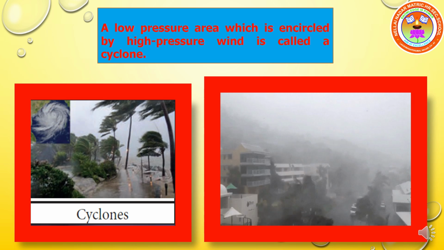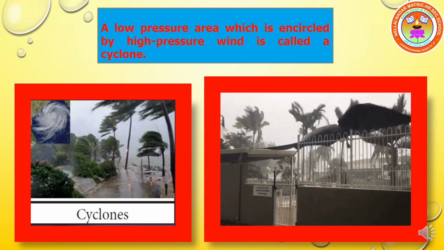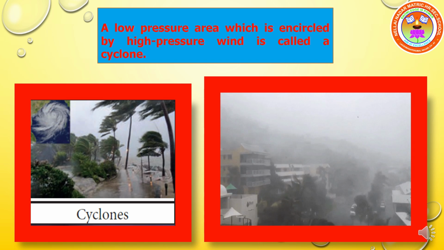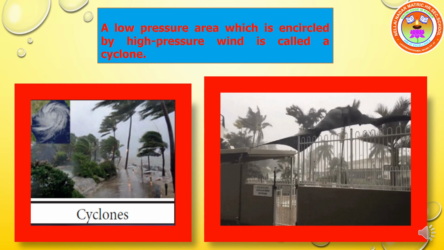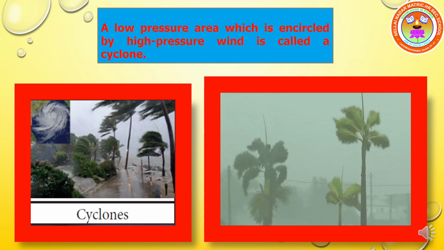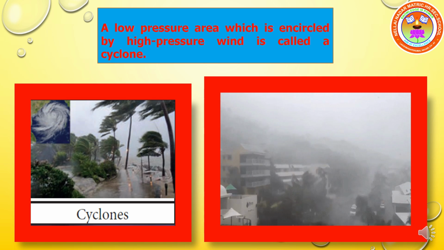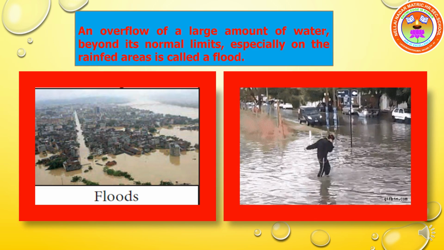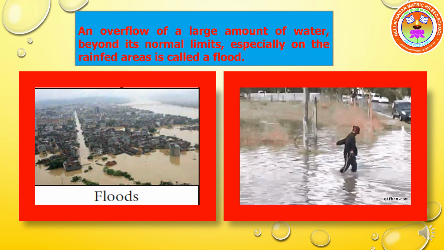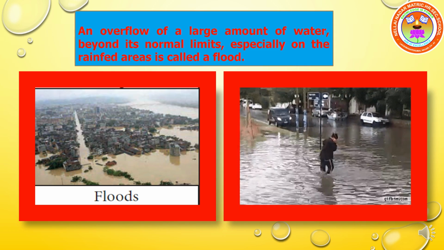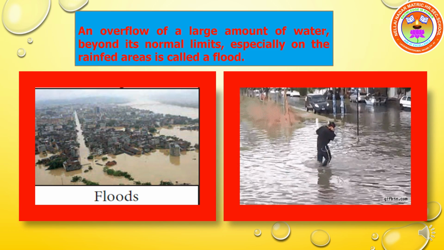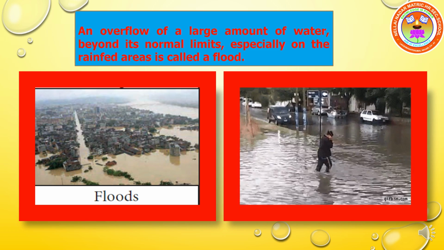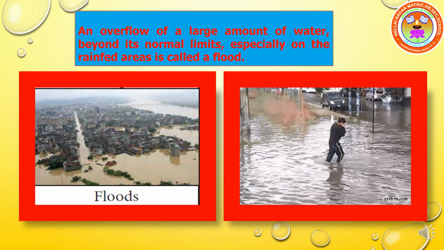Next, cyclones. A low pressure area which is encircled by high pressure wind is called a cyclone. What is called a cyclone, children? A low pressure area which is encircled by high pressure wind is called a cyclone. Flood. An overflow of a large amount of water beyond its normal limits, especially on rain-fed areas, is called a flood. So children, you can see flood during rainy time.